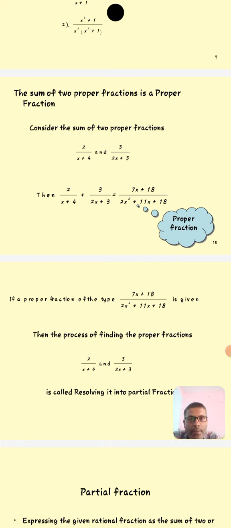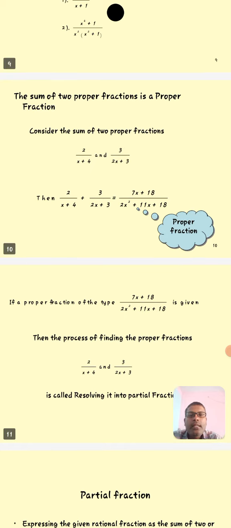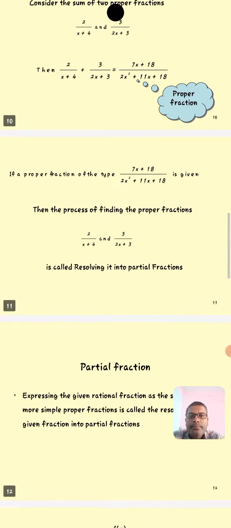Okay, now we observe the degree of f of x and the degree of g of x. What is the degree of f of x? Only 1. The degree of g of x is x square, so the degree of g of x is 2. When you compare the numerator and denominator, the numerator degree is less than the denominator. So this is called a proper fraction. So the condition is that the sum of two proper fractions is again a proper fraction. Okay. Now we see another one.